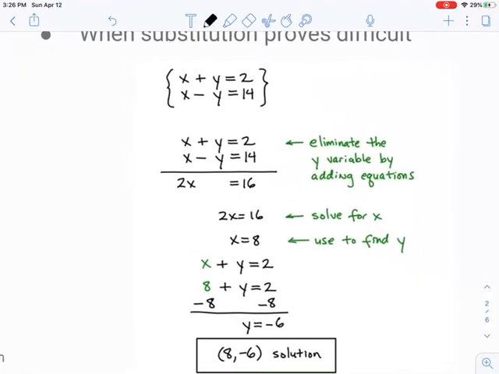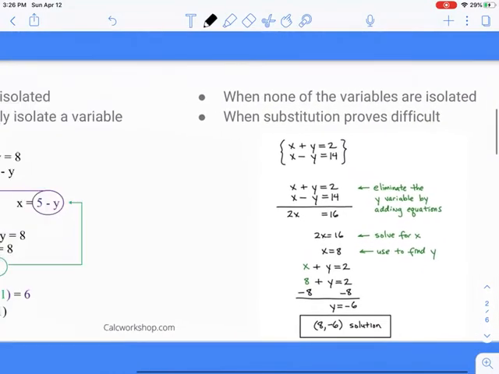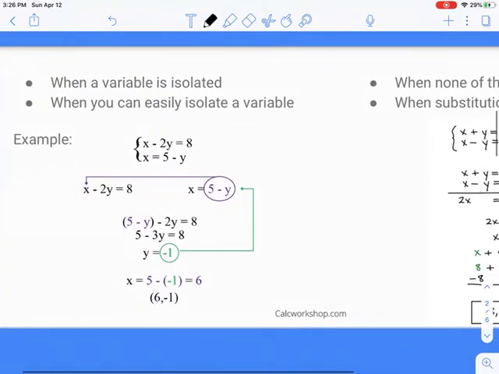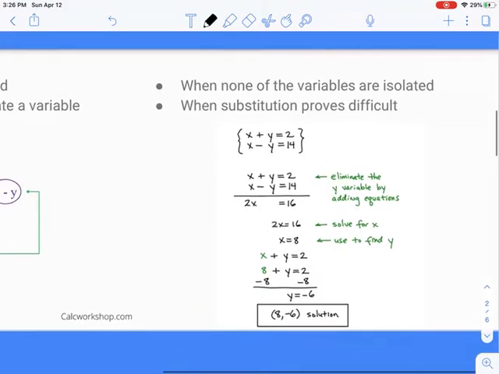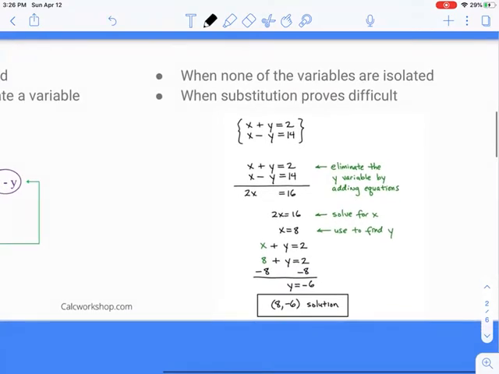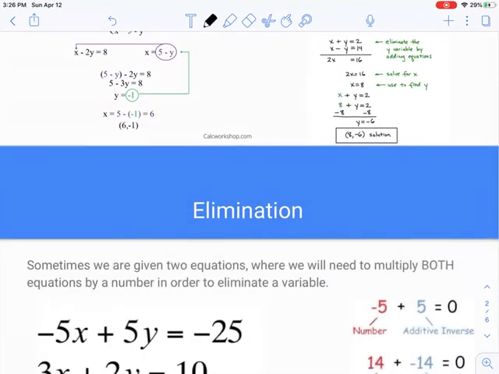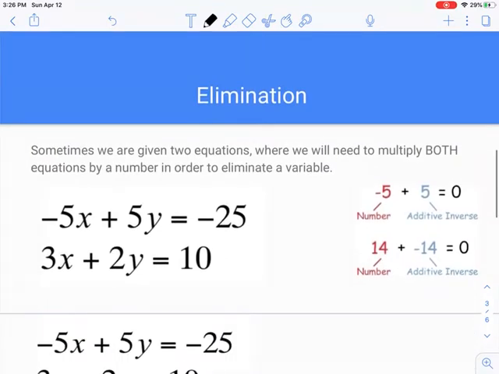So just to go over that again, we normally use substitution when a variable is already isolated, and we normally use elimination when none of the variables are isolated, or when it's difficult to isolate a variable. So now we're going to go into elimination.